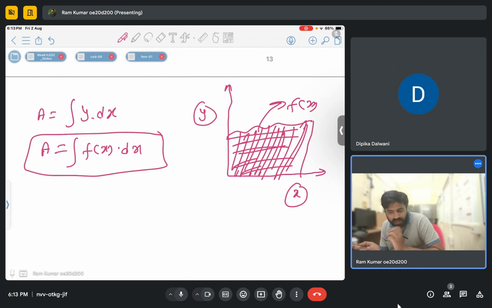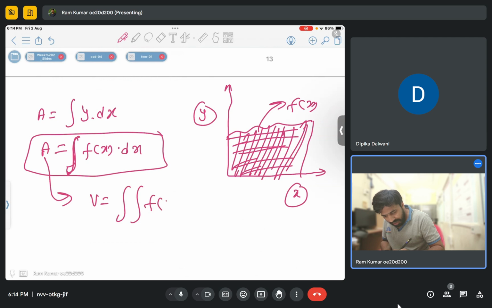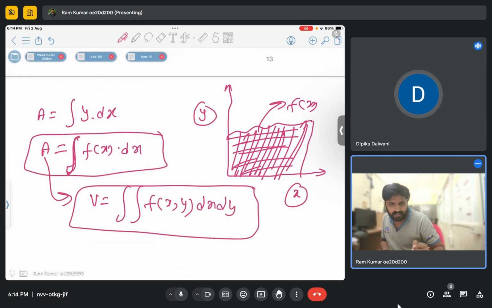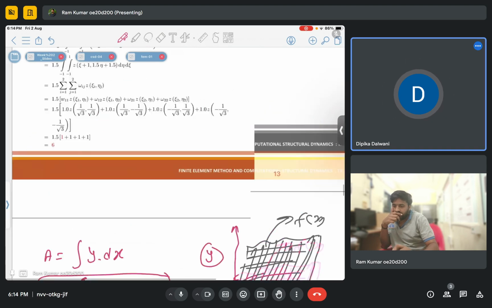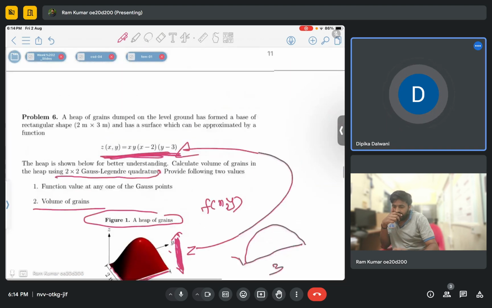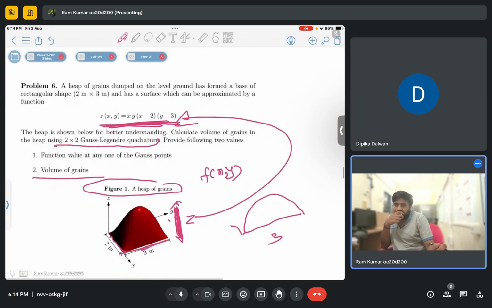Now I want to calculate volume. While calculating area, we use one integration. If I want to calculate the volume, then we are going to use two integrations. So volume will be the double integration of f(x,y) dx dy. Understood? So now you can think and try that problem, how we are going to solve it. F of x,y in the question is x y (x minus 2)(y minus 3).